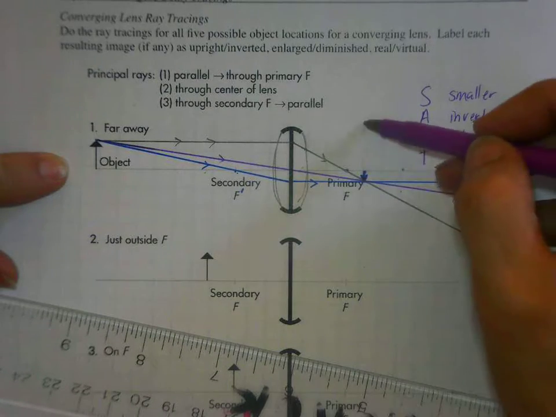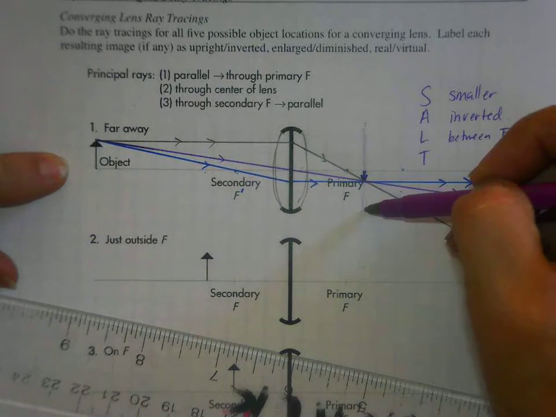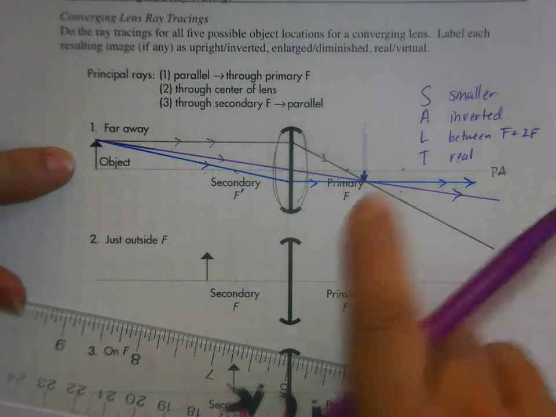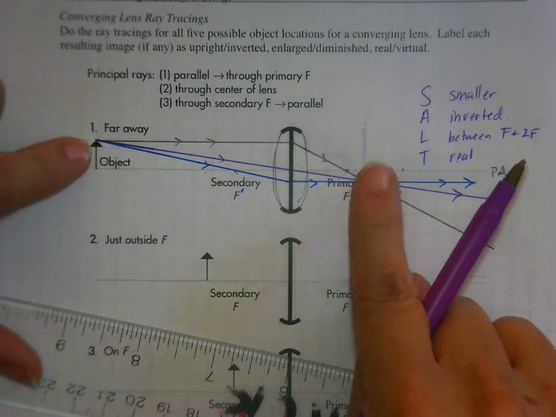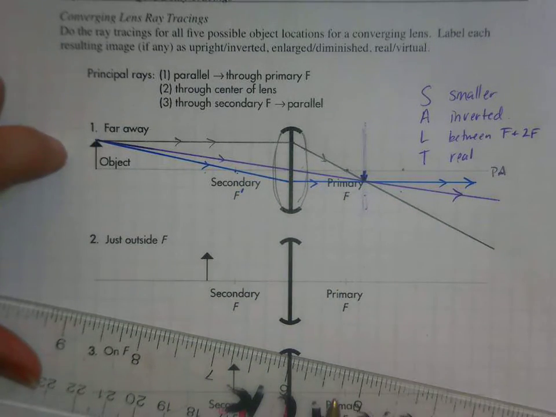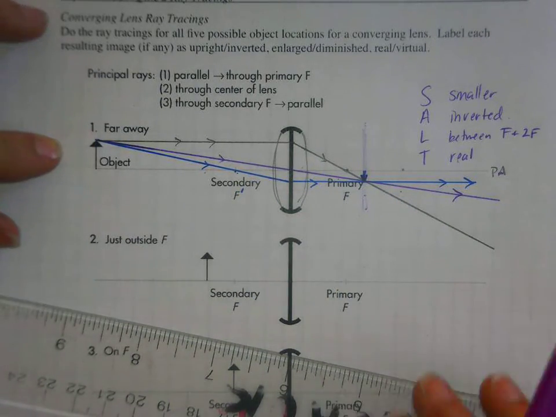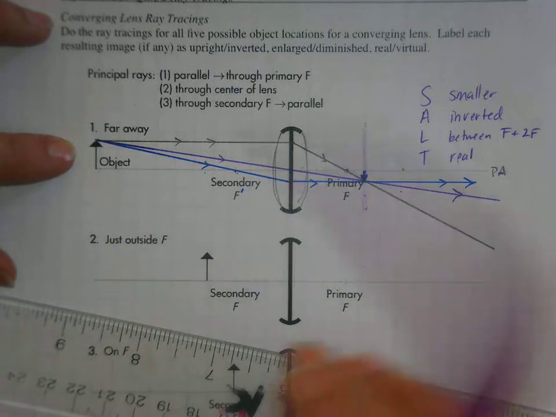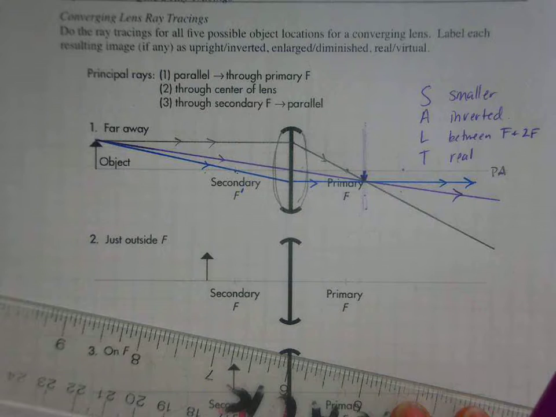It is real. If you could imagine, you could put a screen here, so I could project that image onto a screen, so it is real. The other thing we'd say, it's on the other side of the lens from the object, with the lens in between, so that also says it's real. Okay, so that's for an object far, far, far away from the lens, beyond 2F.